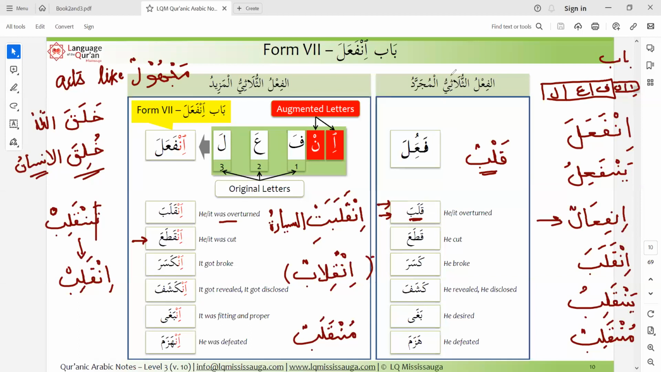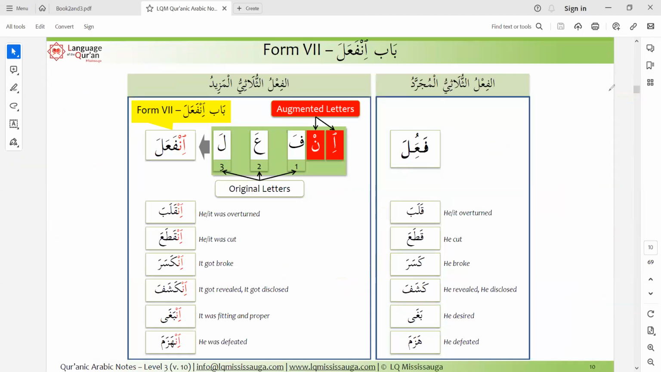So inqata'a, let me remove this. Inqata'a. Mudari' is yanqati'u. Amr from this is inqati'. Inqati'a, inqati'u, inqati'i, inqati'a, inqati'na. So these are the six isnad of mudari'.